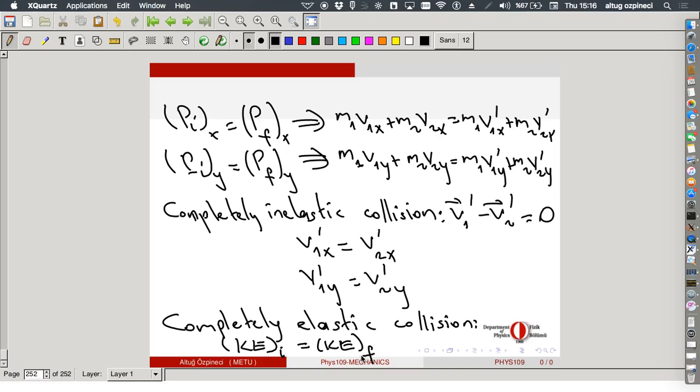Now, any questions up to this point? And in the homeworks, you will be solving some examples to see how these will work. But any questions about it in general?